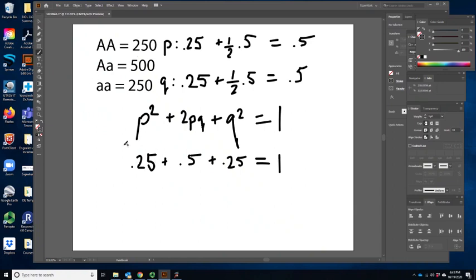Okay, so 25%, sure enough, 250 out of 1,000. 50%, sure enough, 500 out of 1,000. Everything matches. So this is in Hardy-Weinberg equilibrium, meaning there is no evolutionary force acting on this. Make my R a little bit less like a V. Now it looks like a Y. There we go. No evolutionary force acting on this allele. So again, pretty straightforward, right?